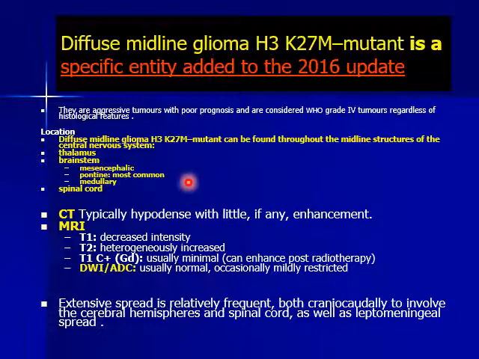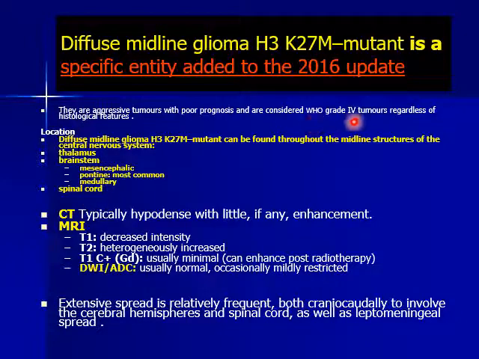In the WHO 2016, a new term or a new pathology was described, which is called diffuse midline glioma, which is a specific entity. They are aggressive tumors with poor prognosis and considered WHO grade 4. Usually it affects the midline. Okay, it can involve both thalami, it can involve the brainstem, pontine, mesencephalon, it can involve the spinal cord.